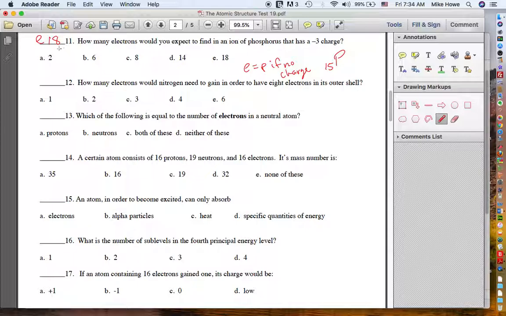Sorry. How many electrons would nitrogen need to gain in order to have 8 electrons in its outer shell? Now here's nitrogen. It's got 7 electrons. The electron configuration is 1s2, 2s2, 2p3. So 2, 4, 7. In the outer shell, there are 5 electrons, 2 plus 3. So how many does it need to gain in order to have 8?